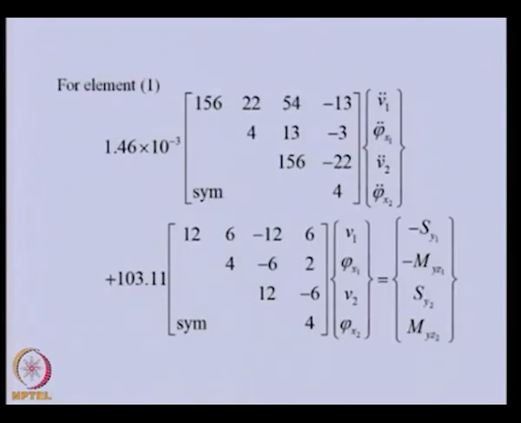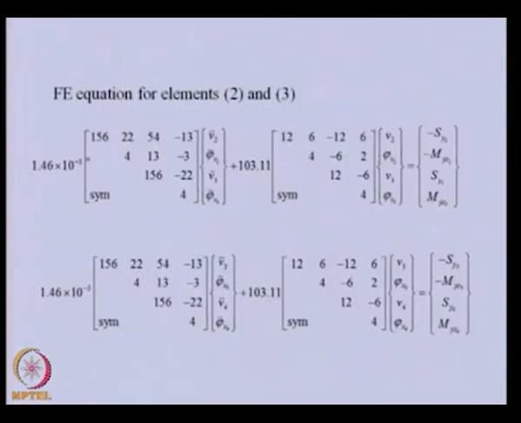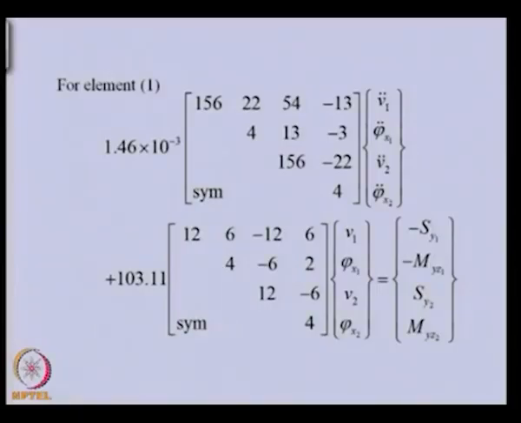Now, this is the elemental equation for element 1. For element 1 we have nodes 1 and 2, and correspondingly these are the nodal displacements. This is the mass matrix, which we already calculated earlier. This is the stiffness matrix, and this is the reaction force and moment. We are not considering any external force, so that particular vector is 0 here. So this is the elemental equation for element 1.